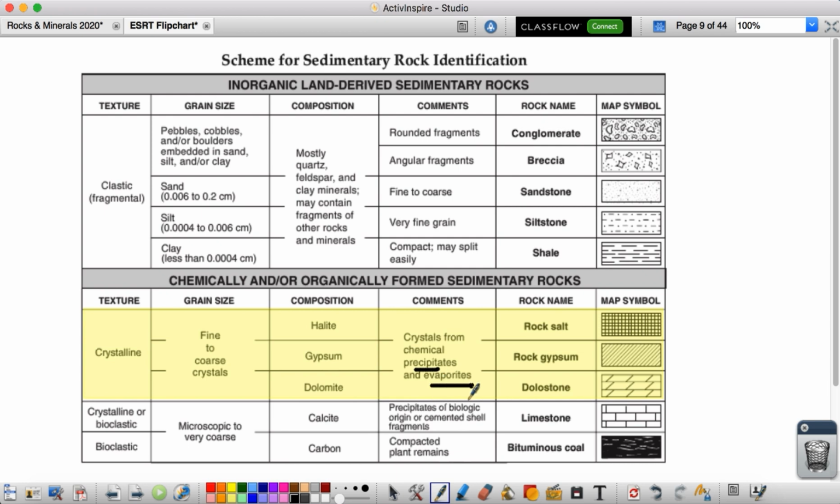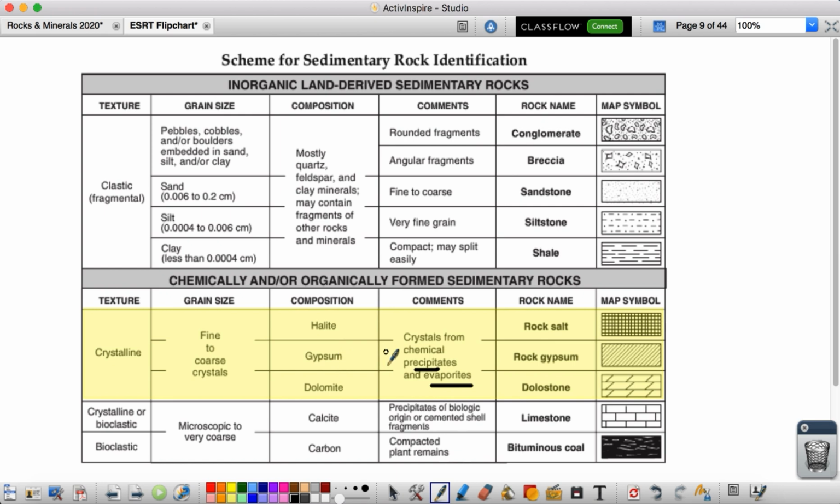Now let's take a quick look at the ESRT and learn a little bit about this. We identify the rock by the minerals that make up the rock. It's called the mineral composition. So if the mineral making up the rock is halite, the rock is going to be known as rock salt, and that checkerboard formation is the symbol for rock salt.